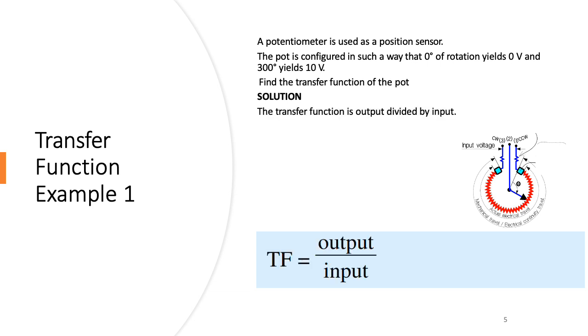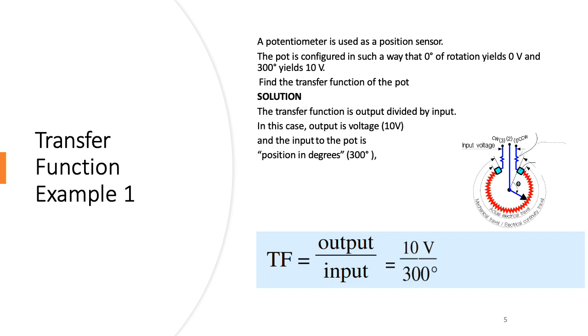The transfer function is the output divided by the input. In this case, the output is volts. The input to the pot is position in degrees. Our transfer formula is output over input, which is 10 volts divided by 300 degrees, or 0.033 volts per degree.